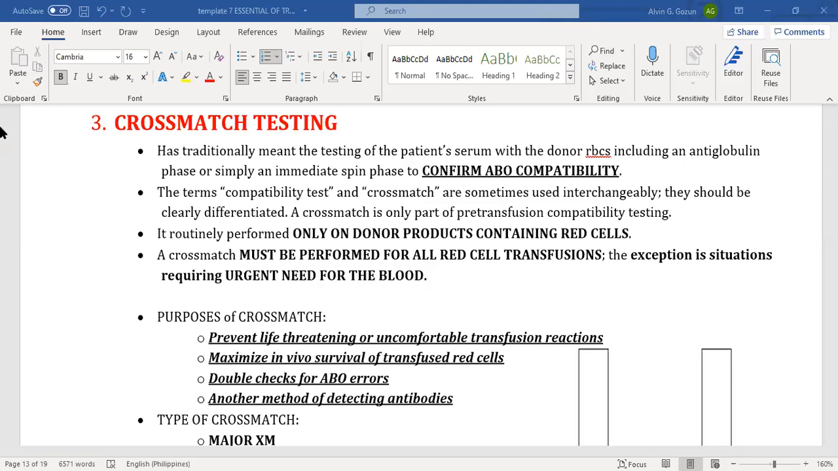Ano ba yung mga donor products natin or yung mga blood na kailangang i-transfuse sa recipient na may red cells? Siyempre, PAC RBC. Okay? Ang granulocyte concentrate, meron bang red blood cells yun? Wala. Diba? So, hindi na natin kailangan i-cross-match. Ang platelet concentrate, kailangan bang i-cross-match? Hindi na din.